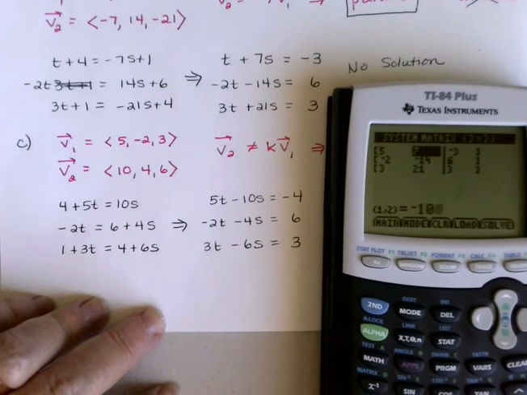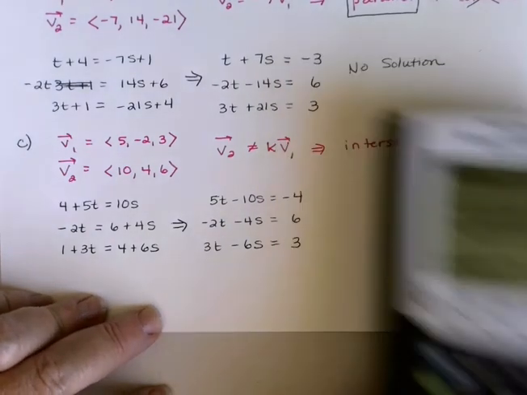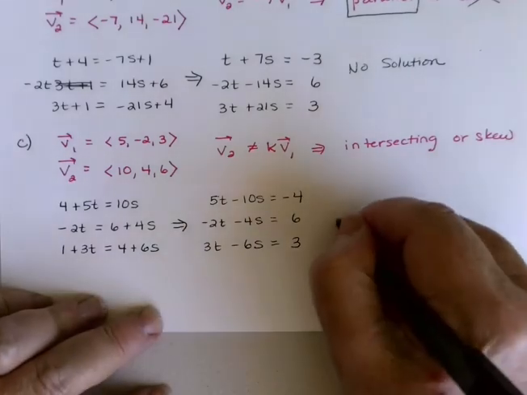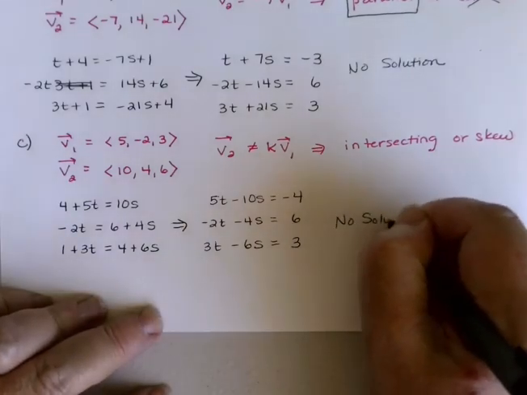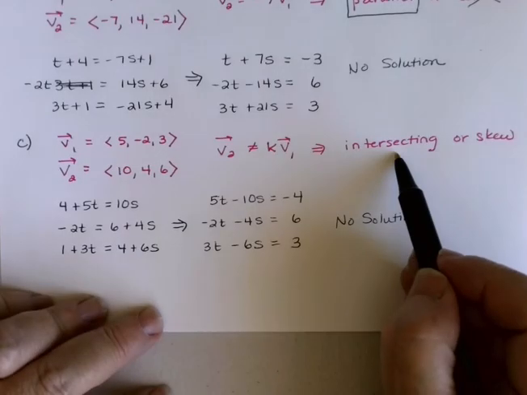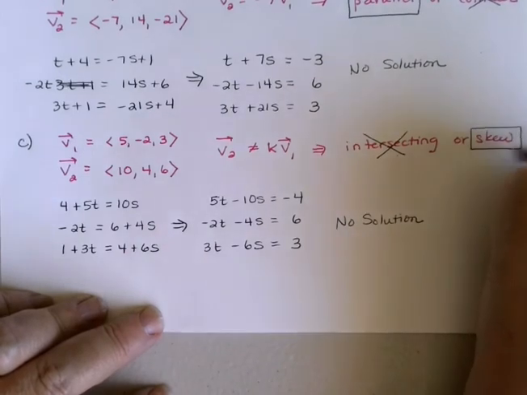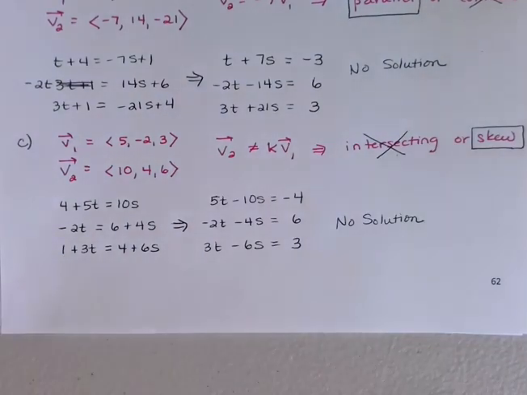So I'm going to enter everything into my matrix here. And we get no solution again. So I did not find an intersection point, and these lines must be skew. All right, that finally brings us to the end of section 11.5.